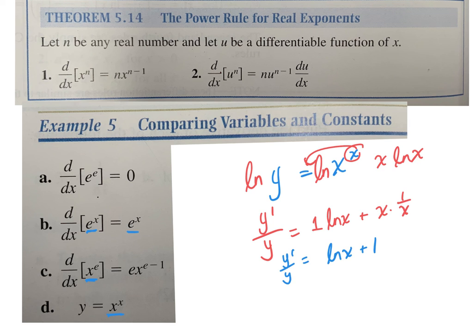Y prime over y, we need to multiply by this guy. Right, so multiply both sides by that y. And then, of course, replace your y with what it originally was. So I have natural log of x plus 1 times x to the x. And there's really no simplifying that. I mean, you could distribute them if you wanted to, but it doesn't really help you. So you can leave it like that.